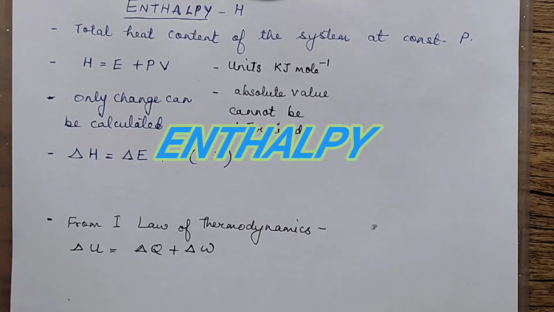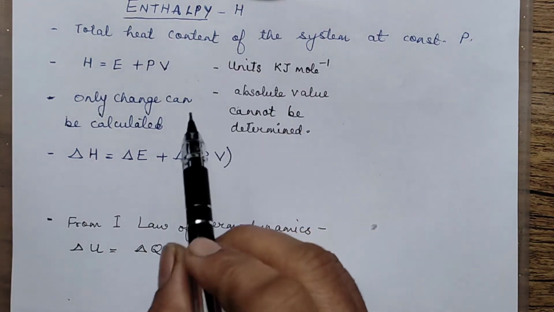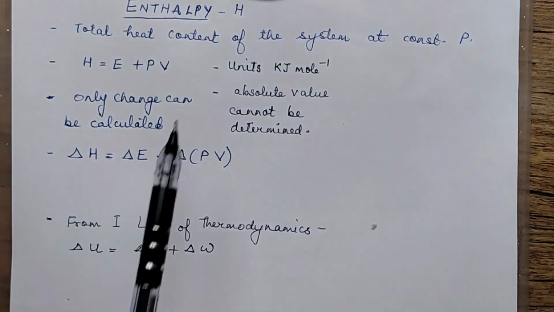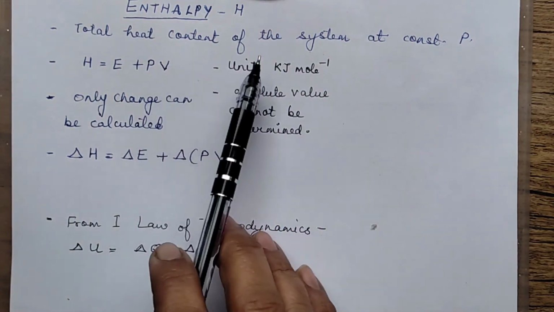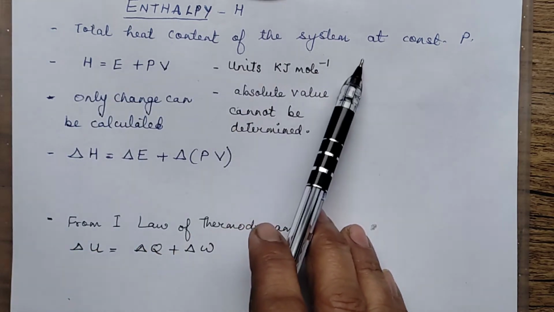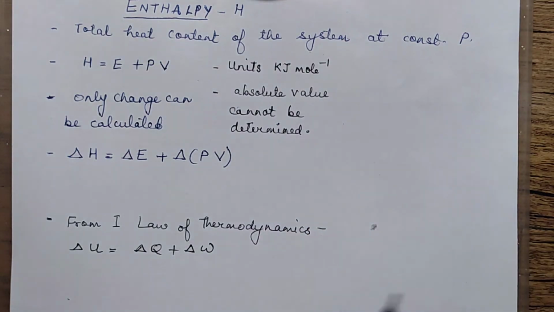We are on to the 6th lecture on thermodynamics, and in today's video we will be talking about enthalpy. In the previous session we considered internal energy. Both are to some extent related, but let's first understand the definition. Enthalpy, the symbol we write down as H. If we have to define enthalpy, we'll define it as the total heat content of a system at constant pressure.